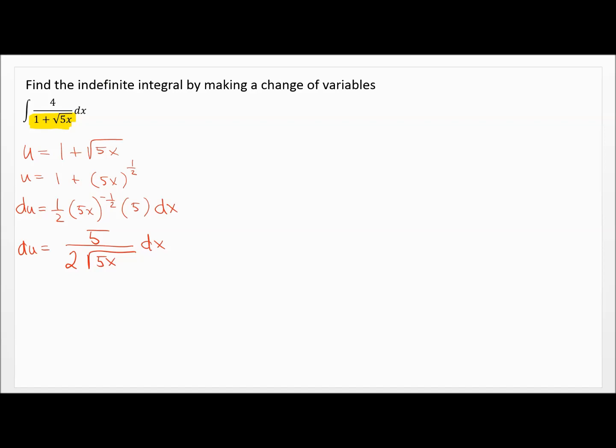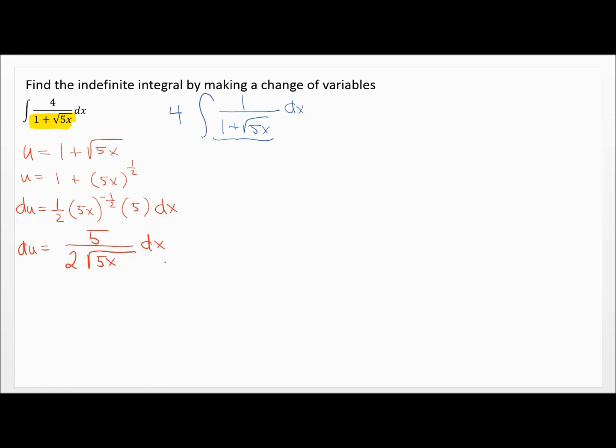All right, so the first thing I want to do, watch this, is I'm going to rewrite our original problem by pulling that 4 out. It's just a nuisance. So this is 4. And then I have the integral of now 1 over 1 plus the square root of 5x dx. Now keep in mind this is u. And all that leaves me with is a 1 dx. But what do I need? I need a 5 over 2 square root of 5x dx, not just a 1 dx.